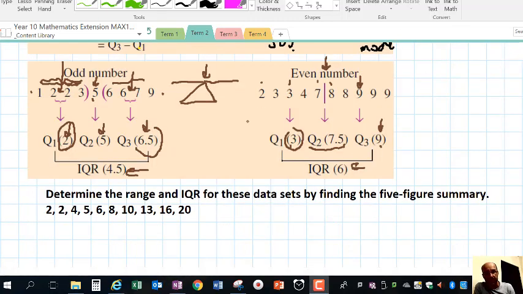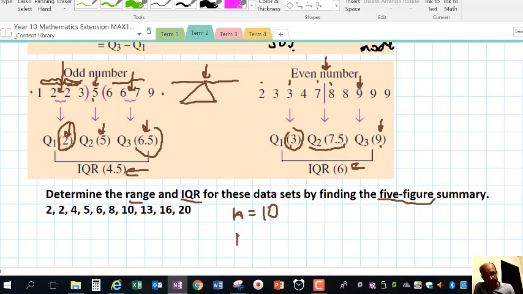Okay, a simple example here. We have to determine the range, the IQR, and then the 5-figure summary, or the 5-number summary. Luckily it's in ascending order. If it wasn't in ascending order, we would have to do that. Now we need to locate the median. We've got 1, 2, 3, 4, 5, 6, 7, 8, 9, 10 bits of data, so n is 10.